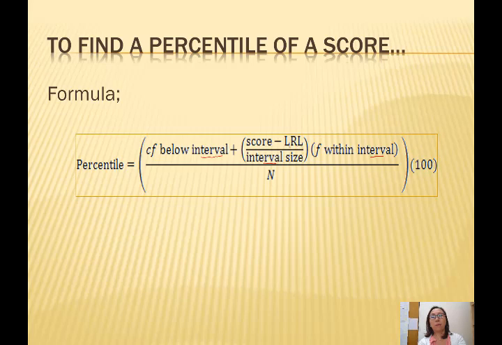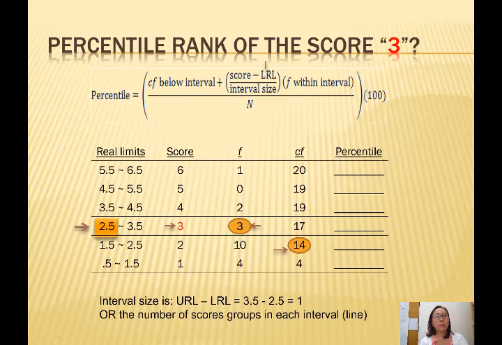Now we know that this LRL from the previous slide means the lower real limit. So the lower real limit of that interval divided by the interval size, close the parentheses, and then F, and F stands for frequency within interval, all divided by N and multiplied by 100. So here's a table that listed the same scores that we saw previously and the frequencies. And I've taken out all the other columns because for this formula, we really need to have the CF column only, and then the real limits.